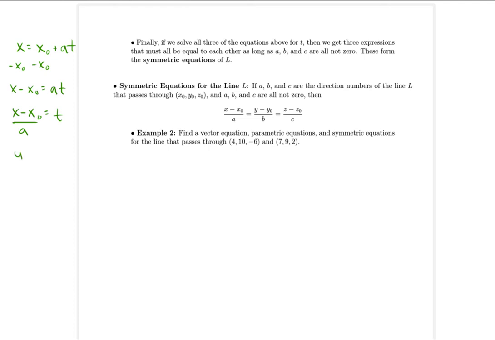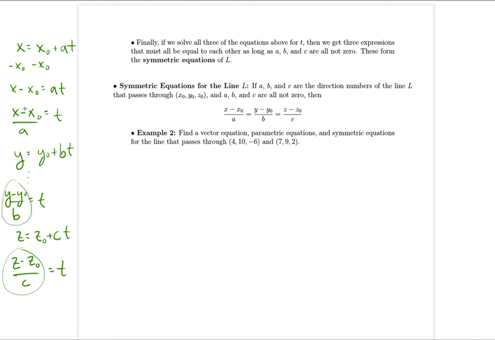But if you started off with y equals y0 plus bt, you could do the same thing for this t, so I don't need to do it again. I think you'll believe that it can be written as y minus y0 over b, and then with z, z minus z0 over c should be t. So all three of these are equal to the same t, and so they must all be equal to each other. This is called the symmetric equations for a particular line.